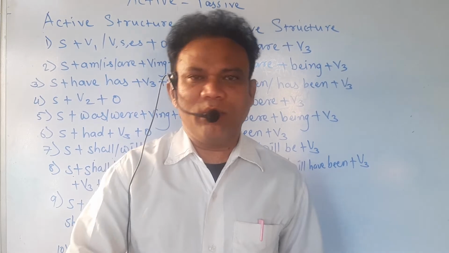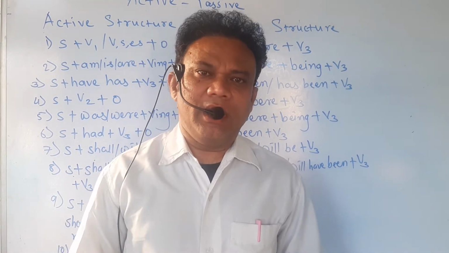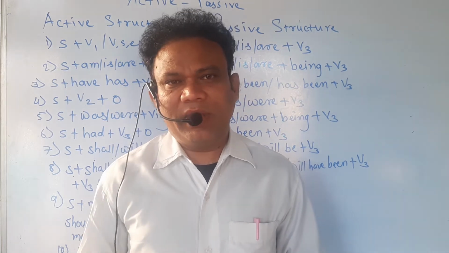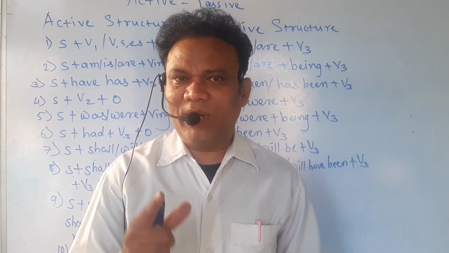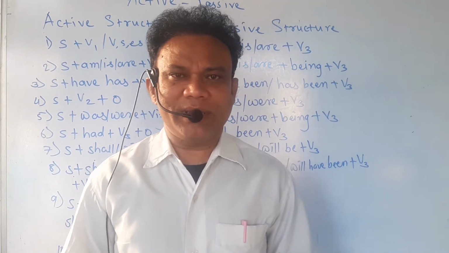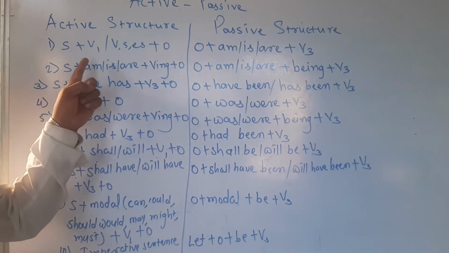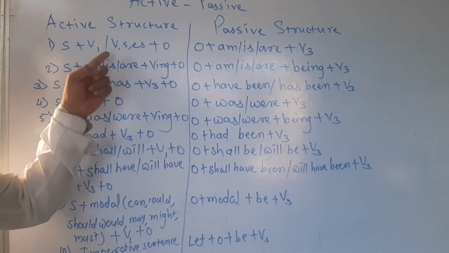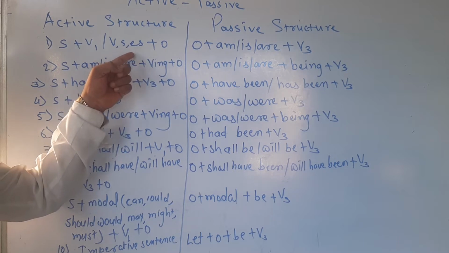If it is active, obviously that sentence we have to convert into passive, and if it is passive, then we have to convert that sentence into active. So I'll explain in detail all the active passive structures. See here, subject plus first form of the verb and object. This is the active structure of simple present.